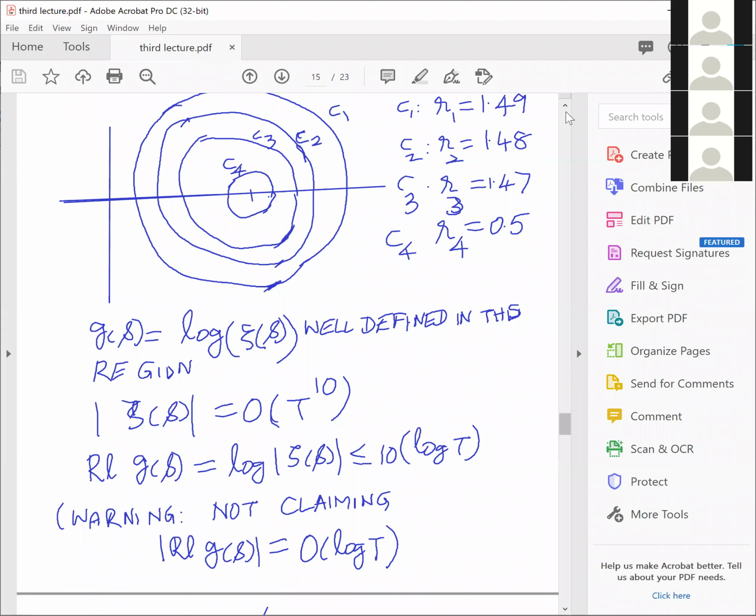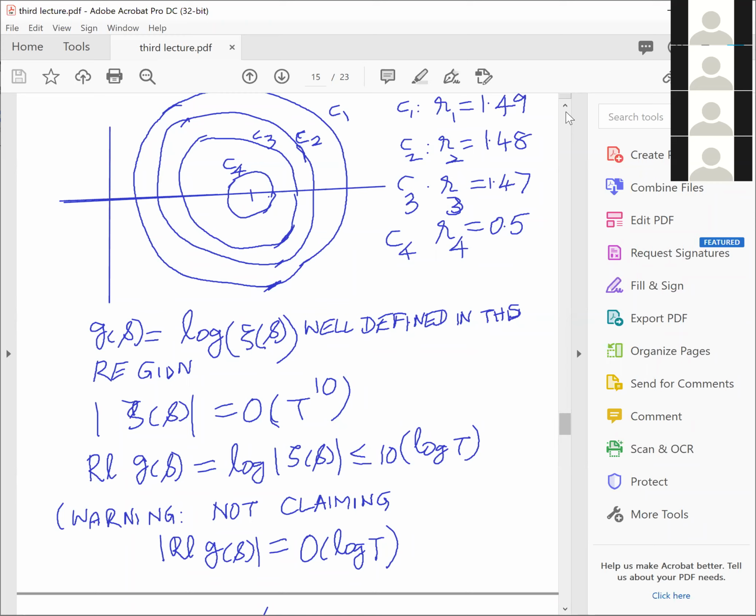But the zeta function may not be zero, but there is absolutely no reason why it cannot be very, very small. If it is very, very small, then the logarithm of mod zeta s will be negatively very, very large, which means that I do not have a bound for the modulus of the real part of G(s).